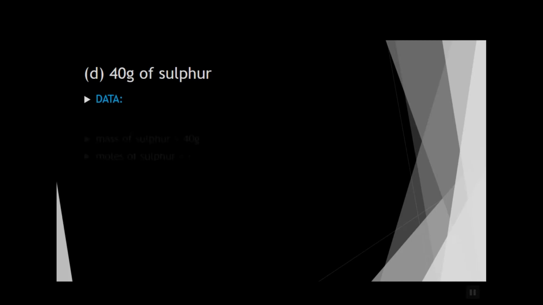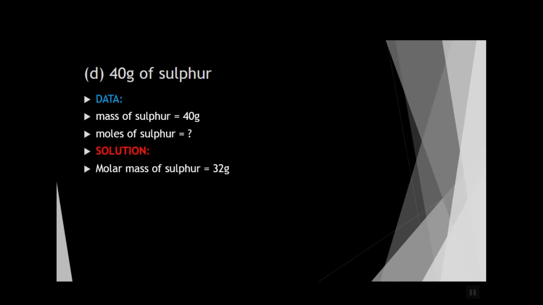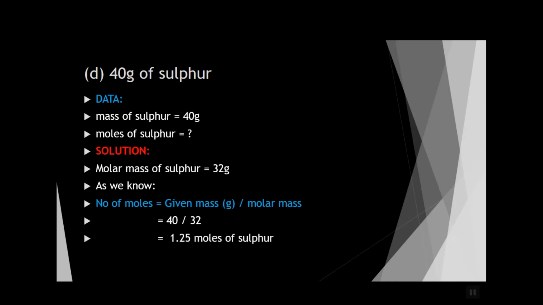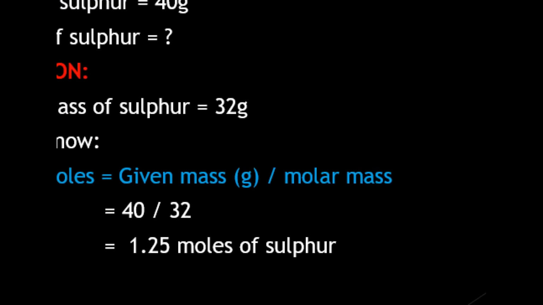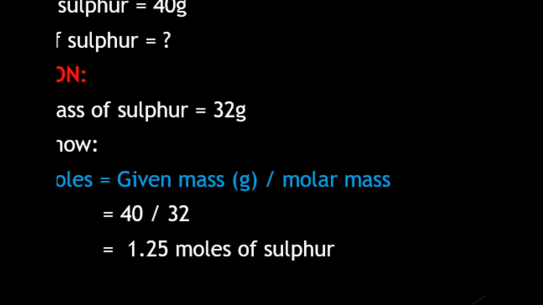Now D, sulfur. Our data is mass of sulfur is 40 gram and moles of sulfur are unknown. Solution, molar mass of sulfur is 32 gram. As you know students, atomic mass of sulfur is 32.1 AMU or 32 AMU and the molar mass of sulfur is 32 gram. So just apply the formula, number of moles is equal to given mass in gram divided by molar mass. Given mass is 40 gram and molar mass is 32. 40 divided by 32, we get the answer 1.25 moles of sulfur. So students, 1.25 moles of sulfur is our answer.